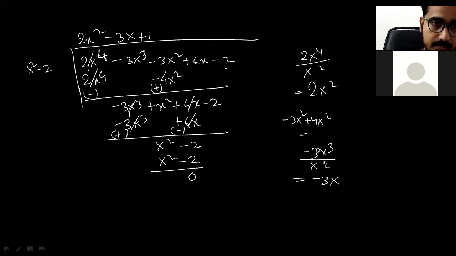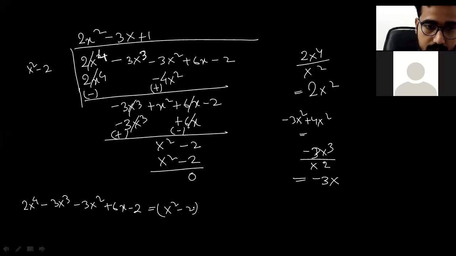So we can write this polynomial, that means 2x to the power 4 minus 3x cube plus 6x minus 2 will be this one: x square minus 2 into 2x square minus 3x plus 1. You are asked to find the other two roots. Two roots are given.